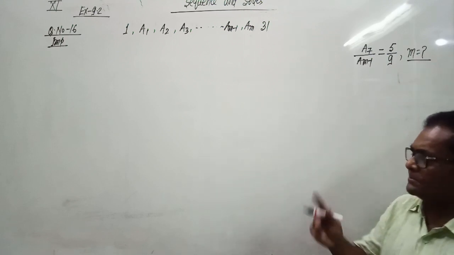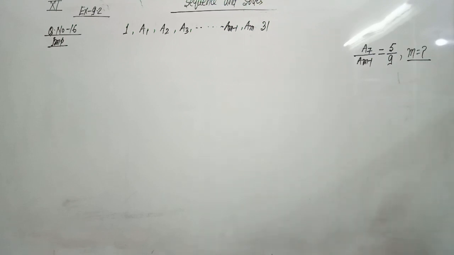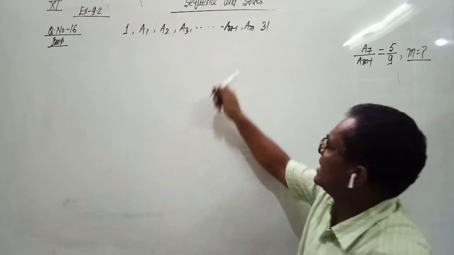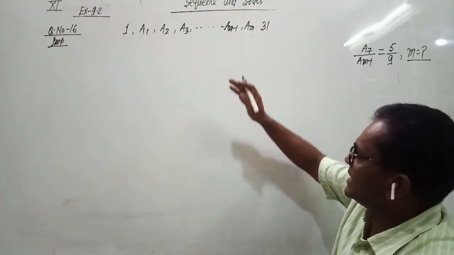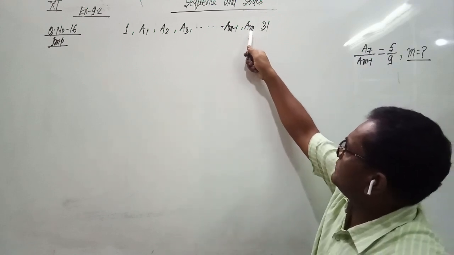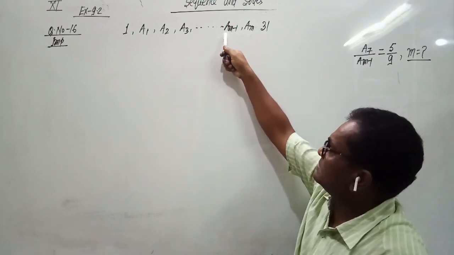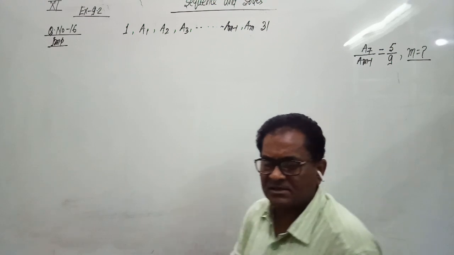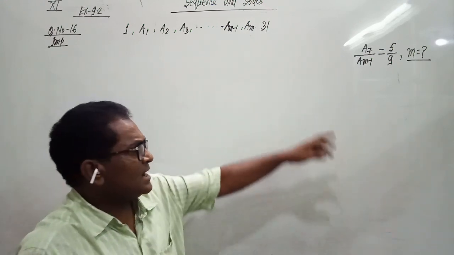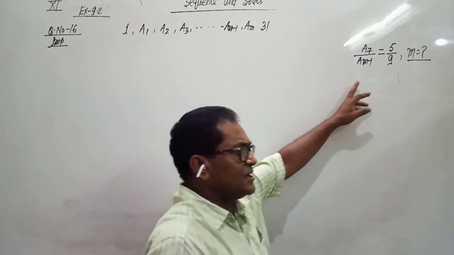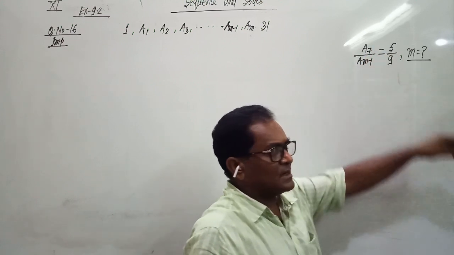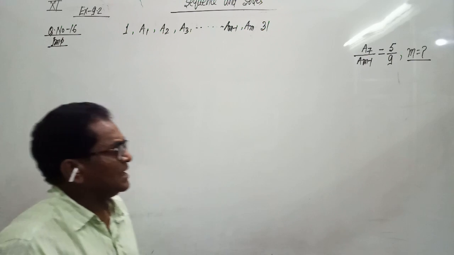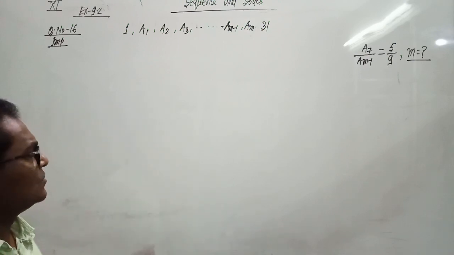So there are two numbers 1 and 31, and between these two numbers m arithmetic means have been inserted: A1, A2, A3. Before the mth term there must be the (m-1)th term, and the condition given is that the ratio of the 7th number and the (m-1)th number is 5 by 9. Then we have to calculate the value of m.